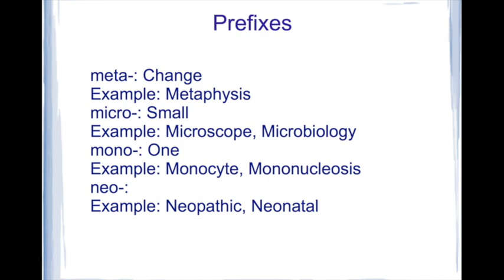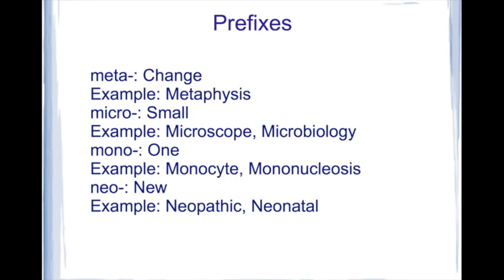Neopathic is an example. Neonatal is another example. When we're talking about neonatal, we're talking about infants, right? When we talk about something being neopathic, path means disease. What type of disease is a neopathic disease? If something's neopathic, it's considered a new disease. Neonatal refers to infants, right? New people. Makes sense.